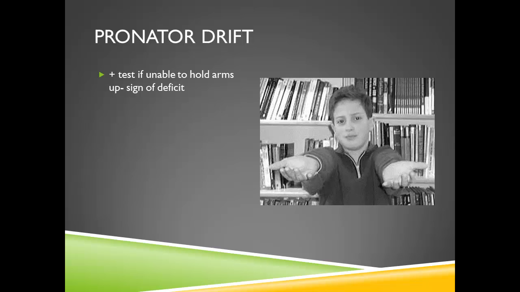This is a picture of a pronator drift. The test is positive if the client is unable to hold their arms up. This is a sign of a deficit. This is a neurological abnormality. Normally, you should be able to hold your arms up.